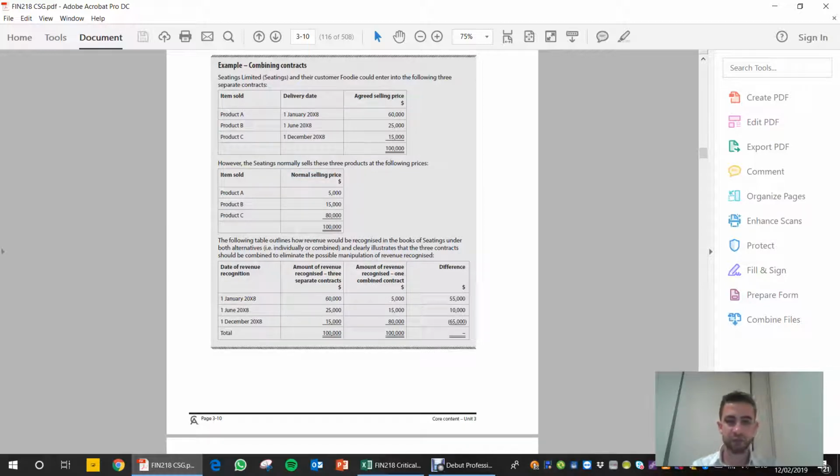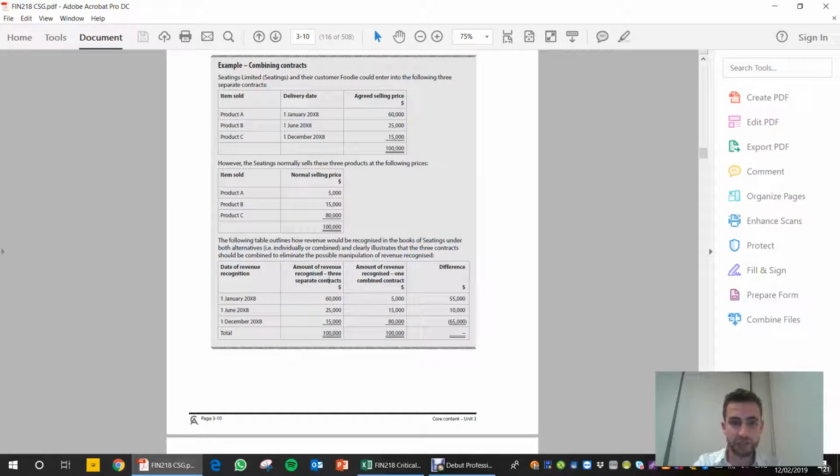This is between two parties, and it does look like there's been some manipulation here, because if you look at the normal selling price, product A generally sells for $5,000, product B generally sells for $15,000, and C for $80,000. So they've definitely changed the agreed selling price. So you can kind of see how profit can be manipulated through this method.